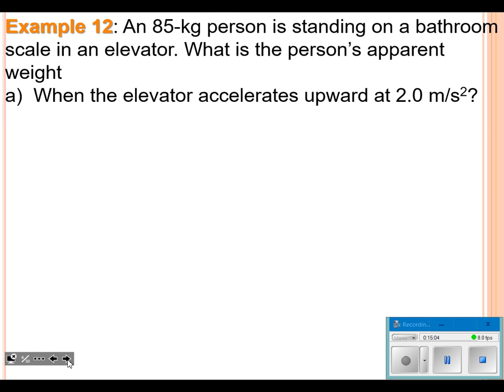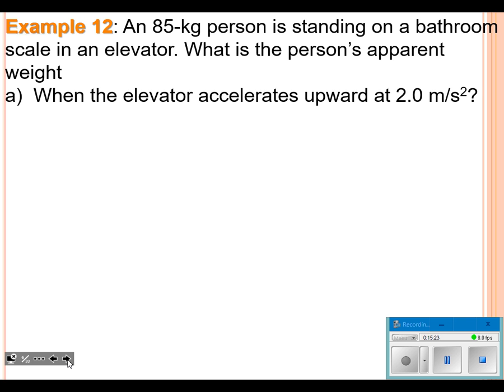We've got an 85 kilogram person who's standing on a bathroom scale in an elevator. Yes, I know it's weird, but it works, okay? And I would actually like to try this. I think it would be really fun, in a really high-rise building that had really fast elevators. But I don't know. So let's figure out first what is just the person's regular weight.